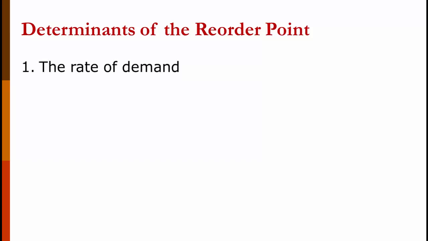If you use 1 a day and your lead time is 1 week, your reorder point is going to be 7. If you use 100 a day and a lead time of 1 week, your reorder point is going to be 700. Number 2, the lead time. The longer the lead time, the higher the reorder point. Likewise, the shorter the lead time, the lower the reorder point. This is one of the reasons that we might prefer local suppliers.